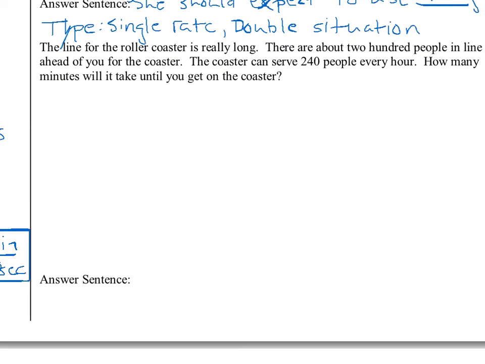All right. The line for the roller coaster is really long. There are about 200 people in line ahead of you for the coaster. The coaster serves 240 people every hour. How many minutes will it take you to get on the coaster? So, how many minutes will it take? It will take blank minutes.